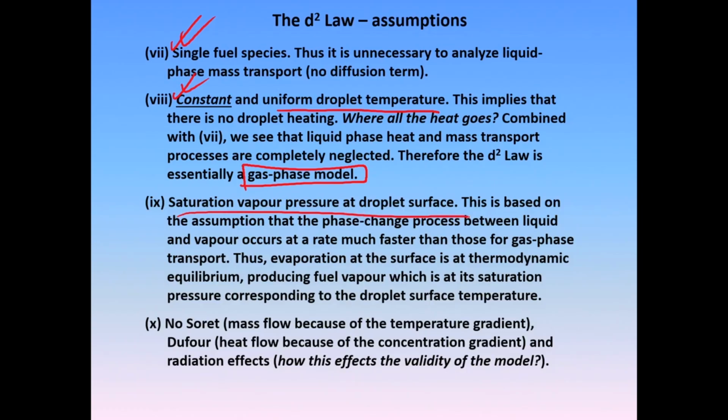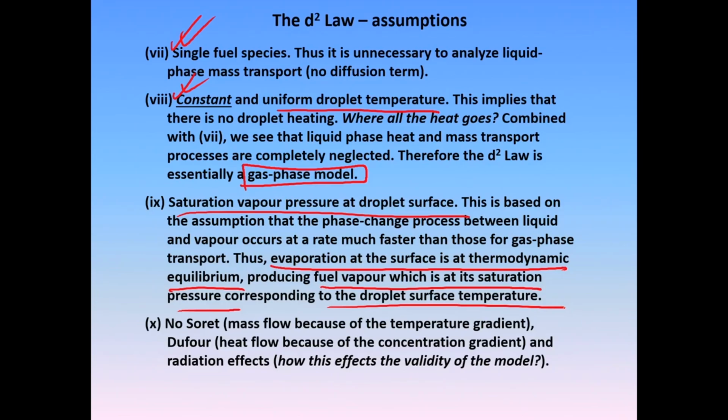That means the vaporization happens obeying a Clausius-Clapeyron type of equation. So the evaporation at the surface is always at a thermodynamic equilibrium. It produces vapor at a saturation pressure corresponding to the droplet surface temperature. It is not that fast a process, so the evaporation is always in a nice thermodynamic equilibrium state. It is not away from equilibrium.